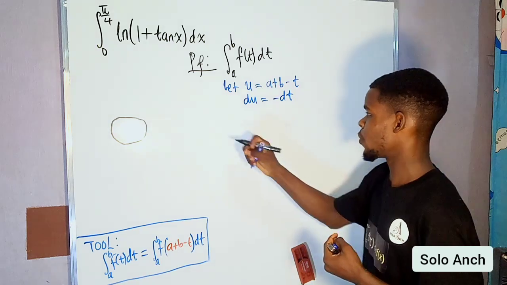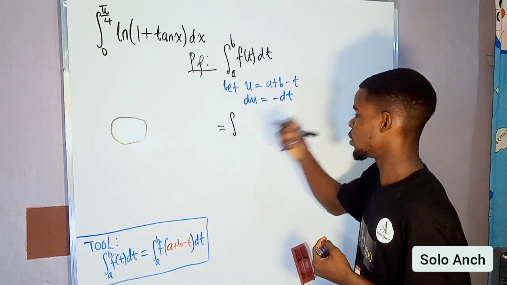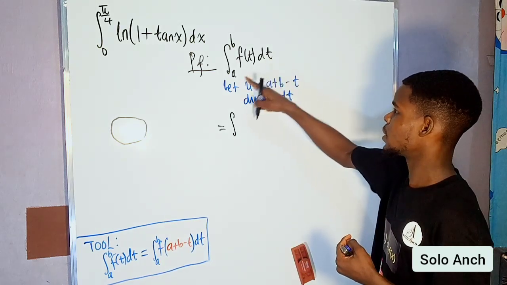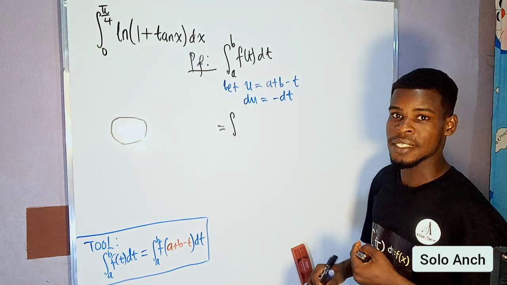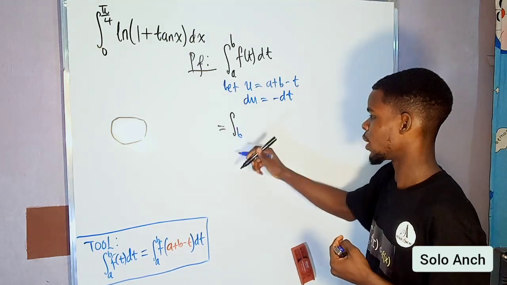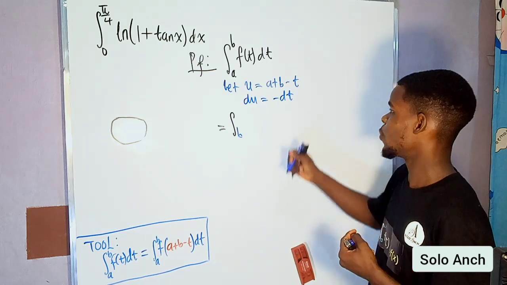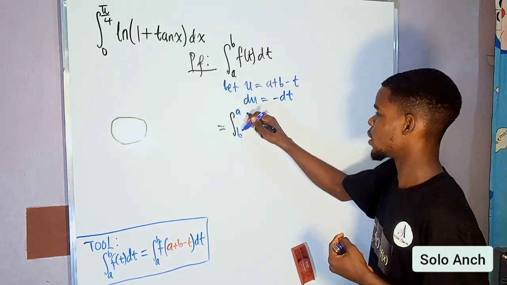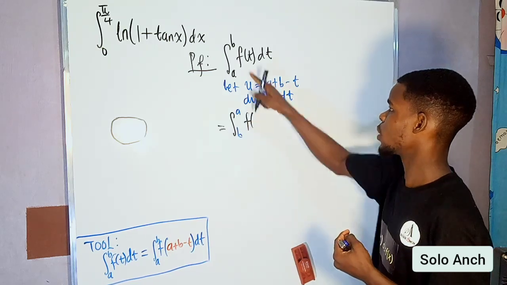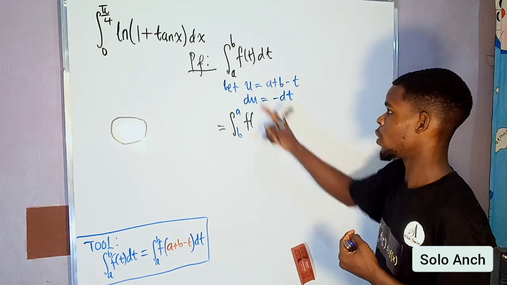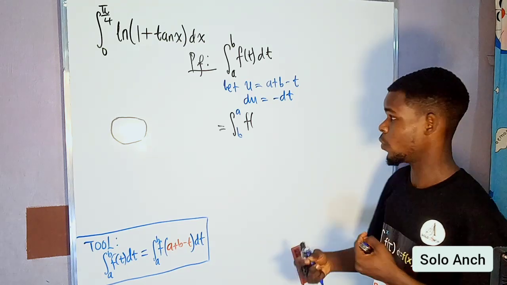Let's see what we have. For the bounds of integration, notice that t goes from a to b. When t is a, what is u? When t is a, u will be b, and when t is b, u is a. This gives us the integral of this function, where we write the function in terms of u, because we are doing a change of variable from the t variable to the u variable.